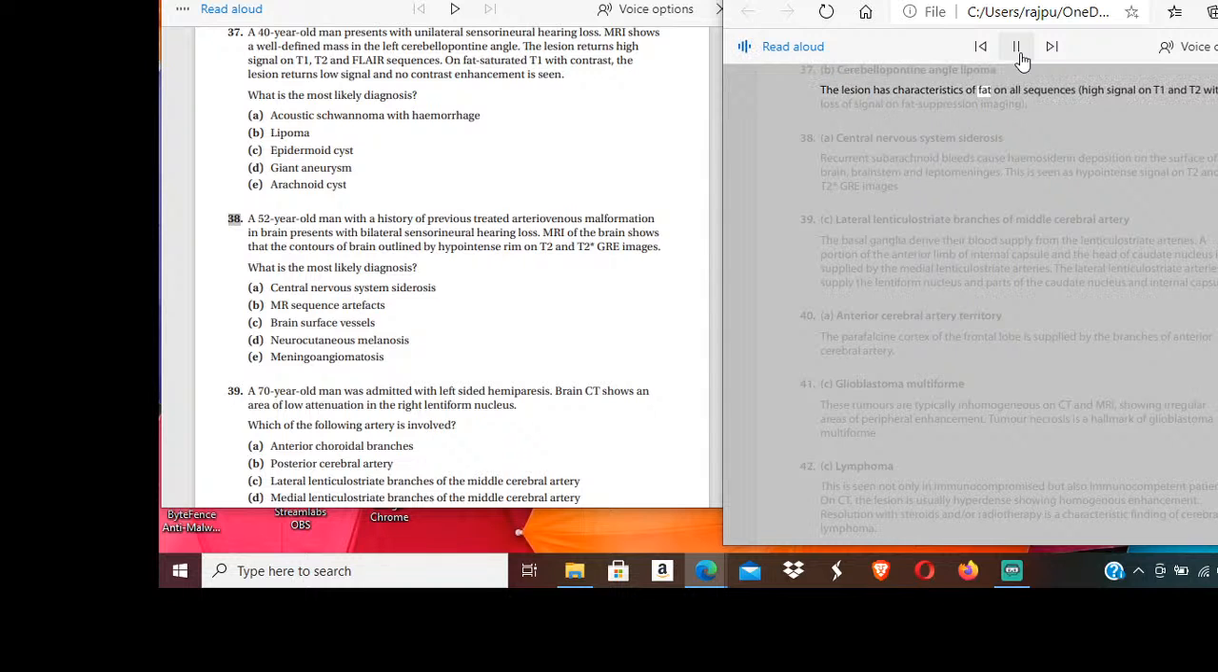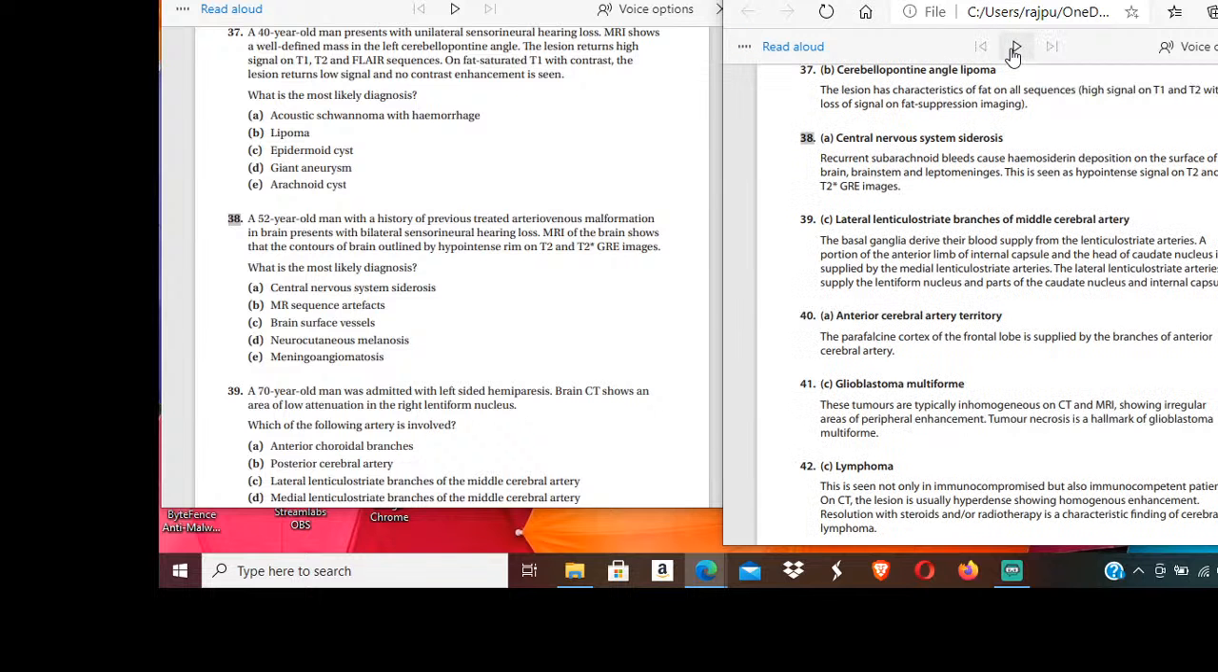The lesion has characteristics of fat on all sequences, high signal on T1 and T2 with loss of signal on fat suppression imaging.